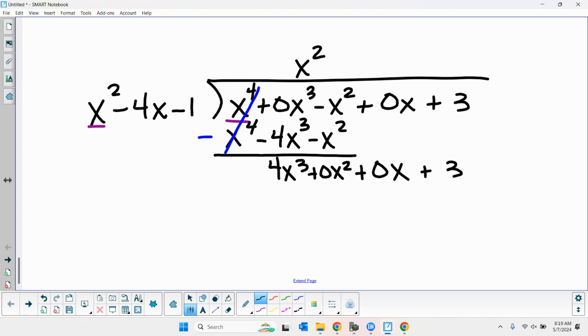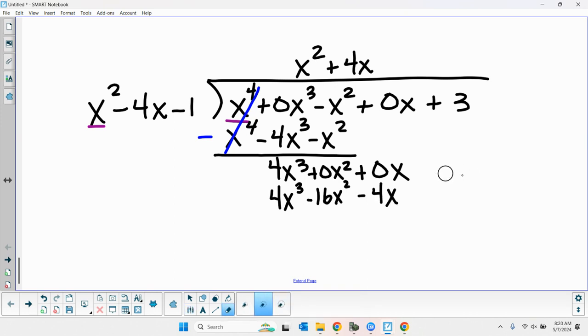What's 4x cubed divided by 1x squared? 4x, yeah. So 4x times 1x squared is 4x cubed. And 4x times negative 4x is negative 16x squared. And 4x times negative 1 is negative 4x. So I don't really need that 3 right now. We'll just keep it out of there, because it doesn't show up yet.